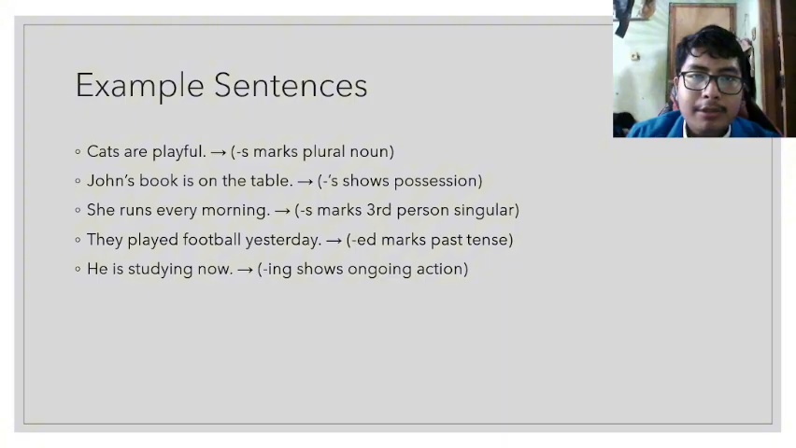-S marks plural noun. John's book is on the table. -'S shows possession. She runs every morning. -S marks third person singular. They played football yesterday. -ED marks past tense. He is studying now. -ING shows ongoing action.